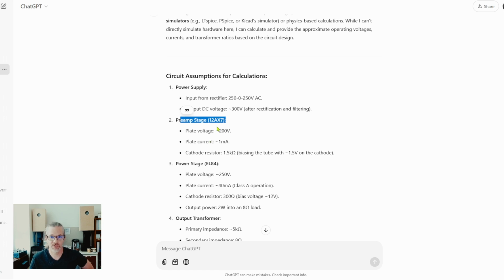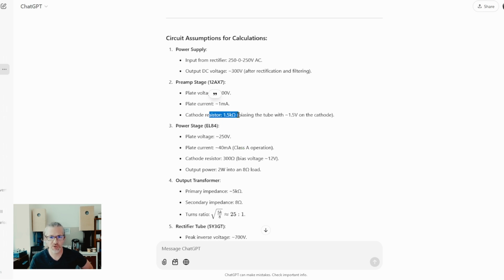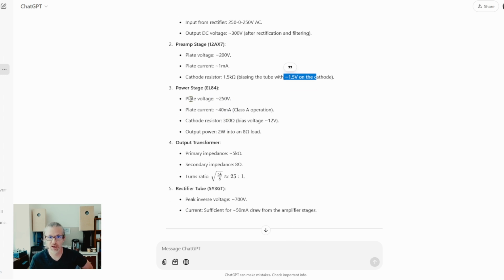Now preamp stage 12AX7, plate voltage about 200 volt, plate current 1 milliamp, that sounds okay. Cathode resistor 1.5K with 1.5 volt on the cathode, that sounds right. Power stage, plate voltage 250, plate current 40 milliampere, class A operation, cathode resistor 300 ohm for a 12 volt bias voltage. Now this sounds right. That's kudos. Well done, AI. Output power about 2 watt into an 8 ohm load.